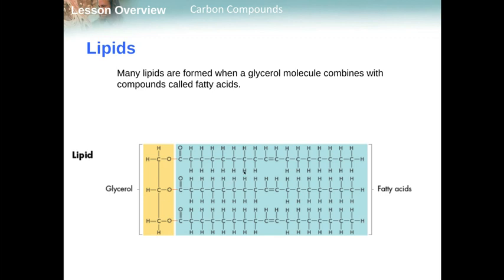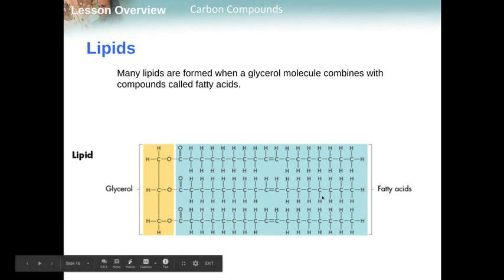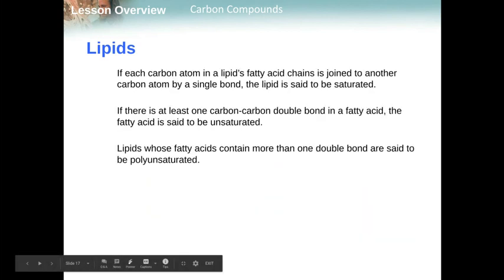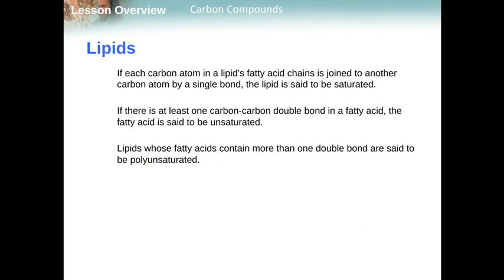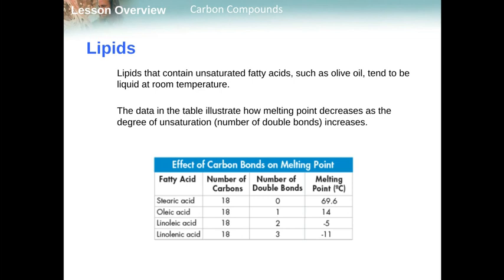Okay, so we see right here we have one carbon-to-carbon double bond right here, here, and here. So a lipid whose fatty acids contain more than one double bond is said to be polyunsaturated fats. Now, lipids that contain unsaturated fatty acids, like olive oil, tend to be liquid at room temperature. So we see the data in the table below shows the melting point decreases as the degree of unsaturation, or the number of double bonds, increases.